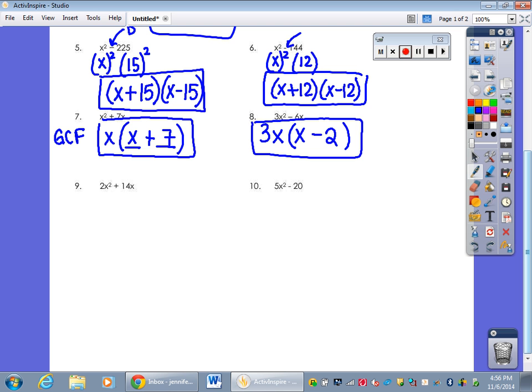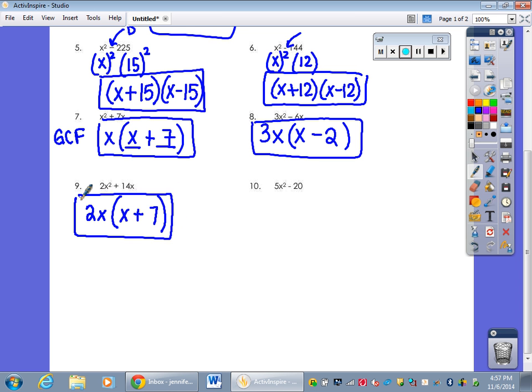In number 9, between 2 and 14, 2 is the GCF. Between x squared and x, x is the GCF. So 2x is my GCF. 2x times what gives me 2x squared? That would be x. Plus 2x times what gives me 14x? That would be 7. So we have 2x times x plus 7.